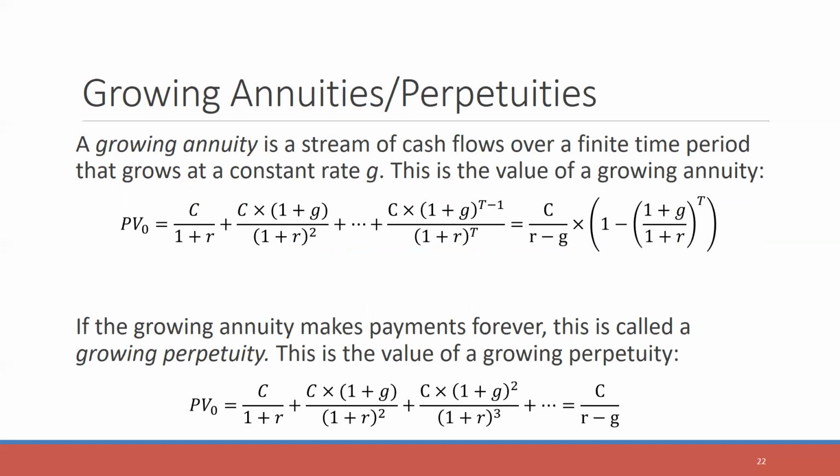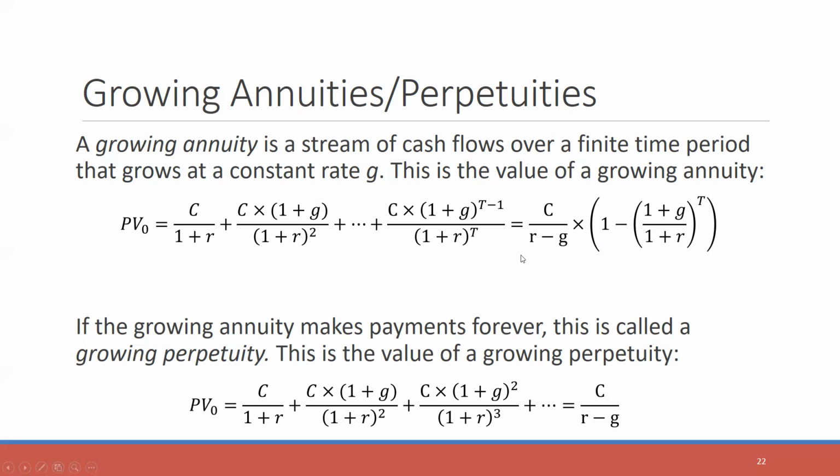So a growing annuity is a stream of cash flows over a finite time period that grows at a constant rate G. What does that mean? We already talked about our discount rate. So discount rate we've got, but our cash flows can also grow. They can grow by some specific rate. If they're growing at a constant rate across these time periods, then we're going to apply our growing annuity formula. Notice that in the growing annuity formula, there are two things that are different. First, we have R minus G.